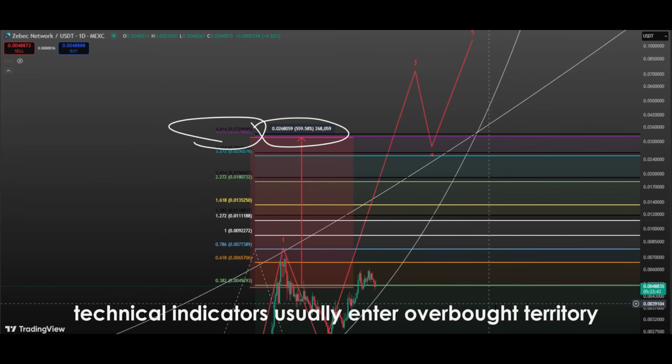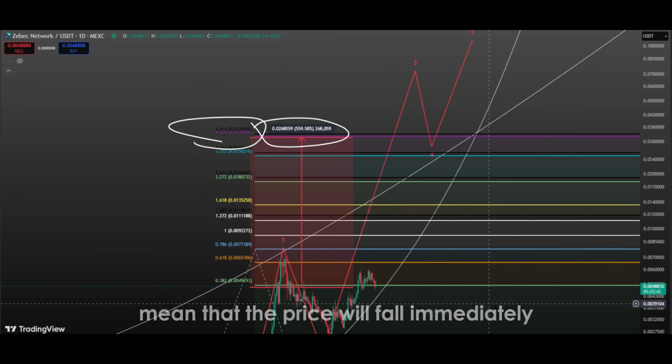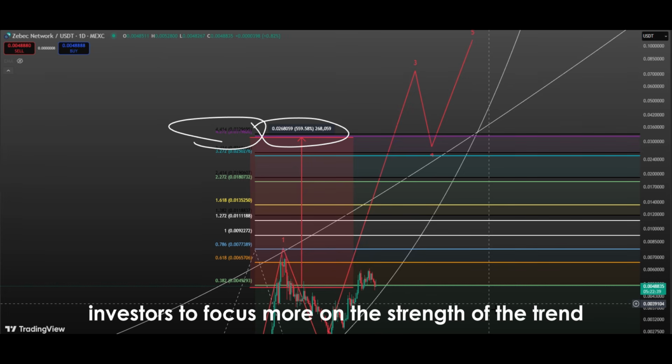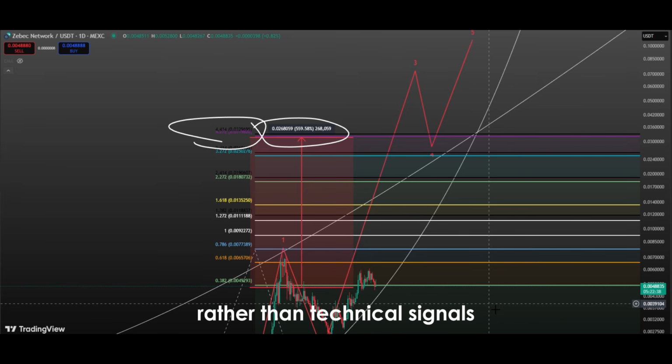At this stage, technical indicators usually enter overbought territory, but this does not necessarily mean that the price will fall immediately. On the contrary, in a strong trend, overbought conditions can persist for a long time. This leads investors to focus more on the strength of the trend rather than technical signals.